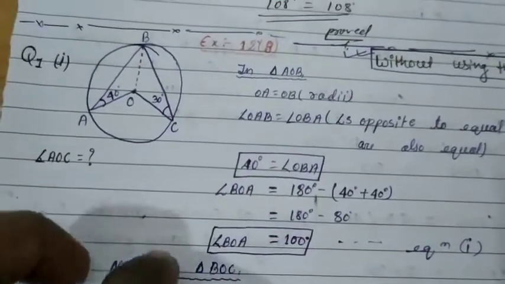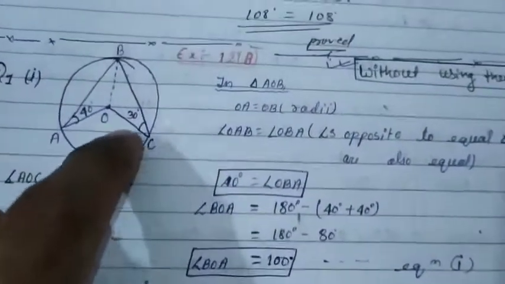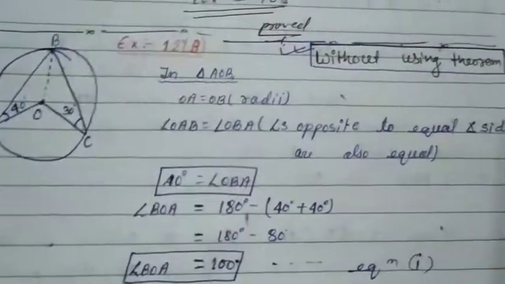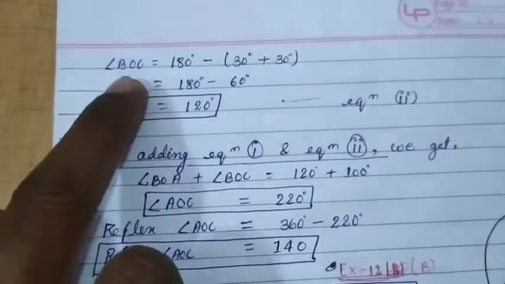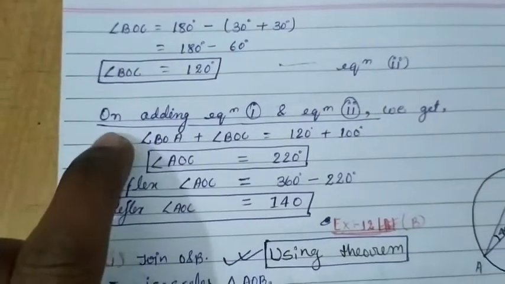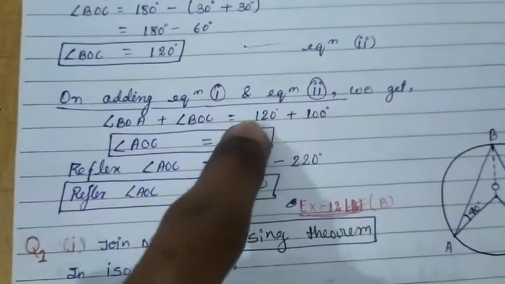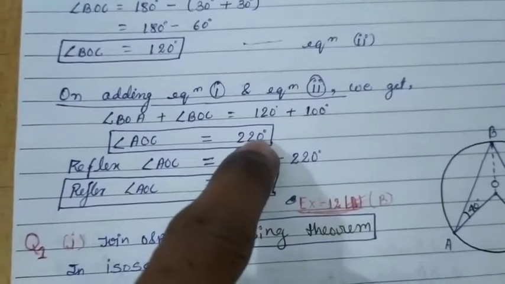Similarly, in triangle BOC, you got angle OBC is 30 degrees. Then you got angle BOC is 120 degrees. Then I am adding both equations 1 and 2. You got angle BOA plus angle BOC, it is 220 degrees.